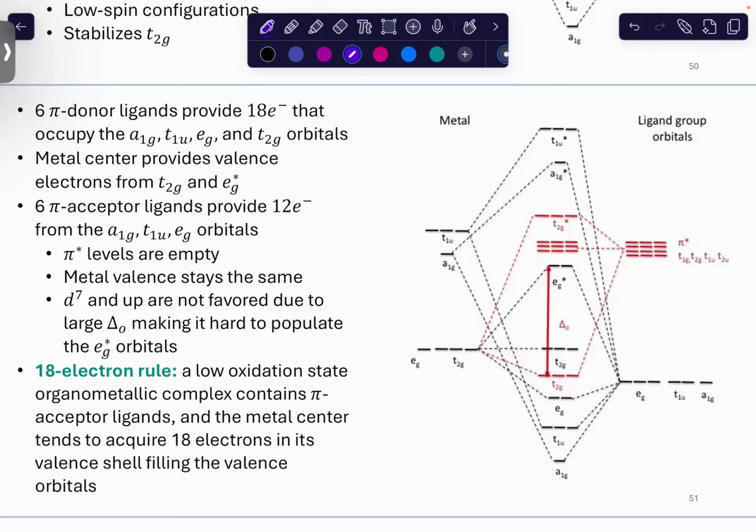Now keep this in mind. D7 complexes are not favored. Are not favored due to a large delta, making it hard to populate the EG star orbitals. So it's really going to be hard to make these octahedral complexes, especially with Pi-Donor, Pi-Acceptor, with anything D7 and above. And then the 18 electron rule, which we'll talk more about next time. Low oxidation state organometallic complexes contain Pi-Acceptor ligands, and the metal center tends to require 18 electrons in its valence shell, filling the valence orbitals. And we'll take a look at that.